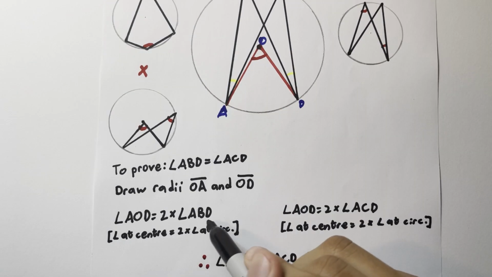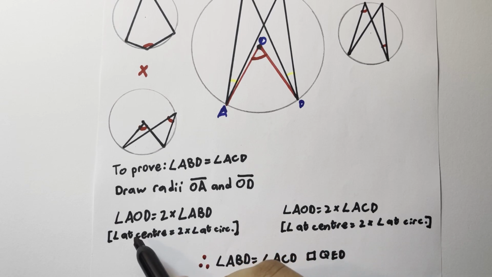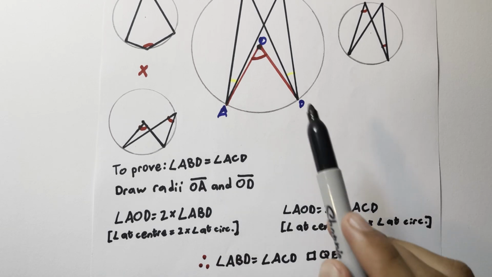When we multiply ABD by 2, we get AOD. And when we multiply ACD by 2, we also get AOD. The only way that this is possible is if ABD and ACD are the same thing. Therefore, we've proved our original statement, and thus proved the whole theorem.